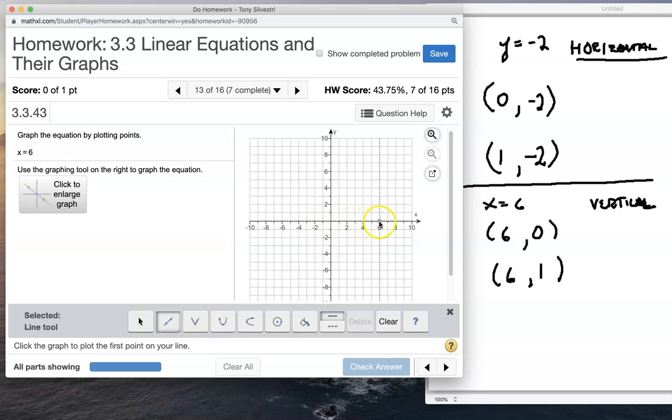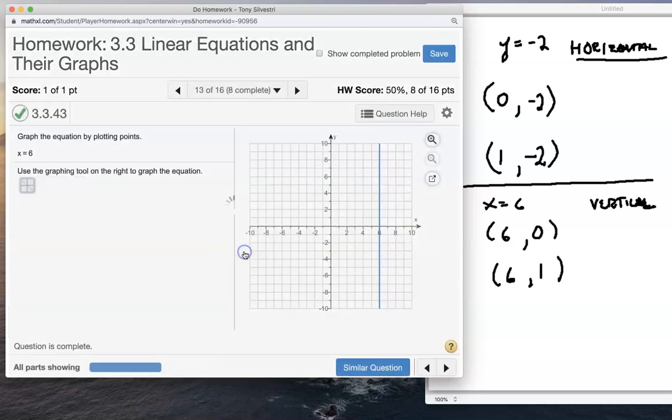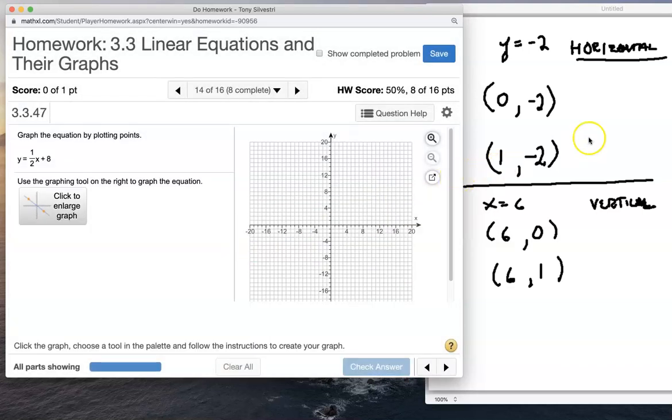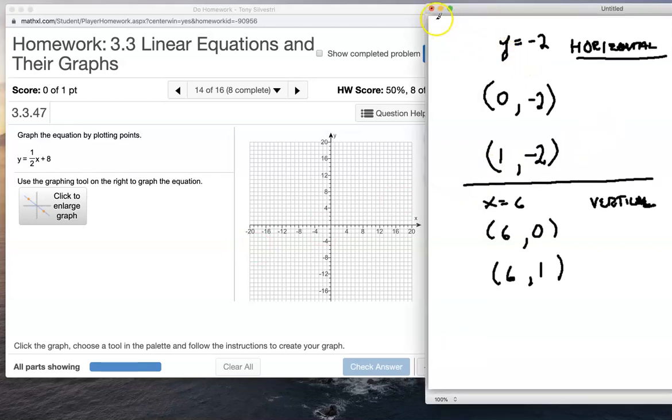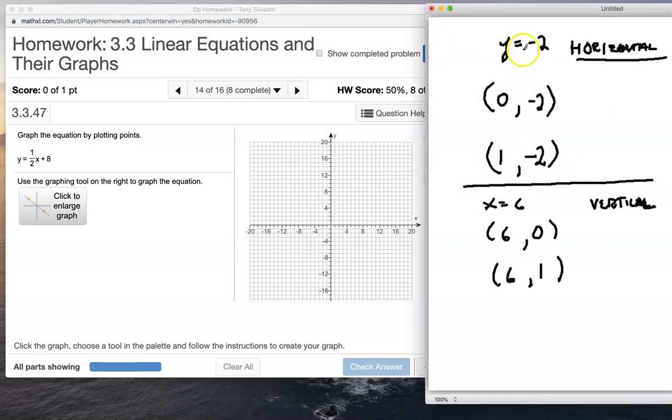6, 0, bing, right there. 6, 1 is just one up. That's it. That's a vertical line. Clear it. Excellent. Nice. We banged that out pretty quickly here. So remember, y equals are horizontal lines, x equals are vertical lines.